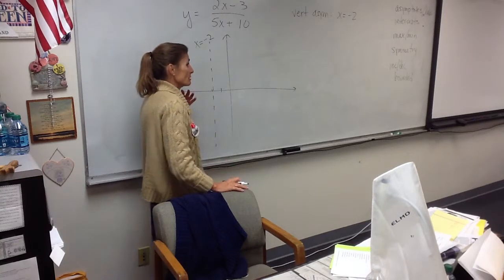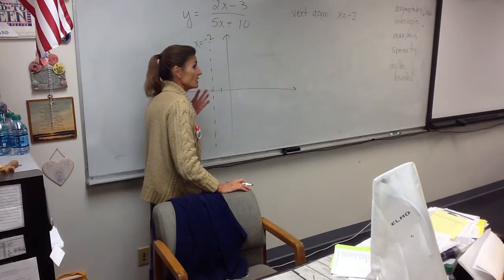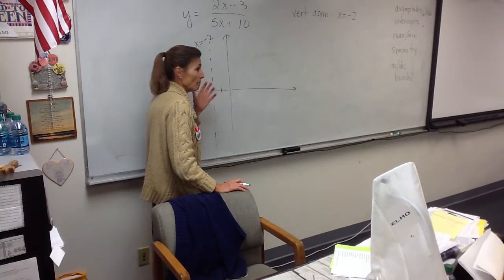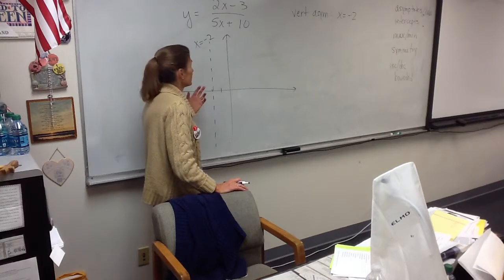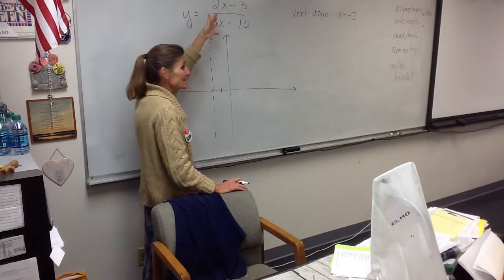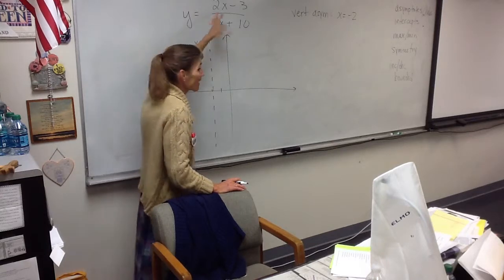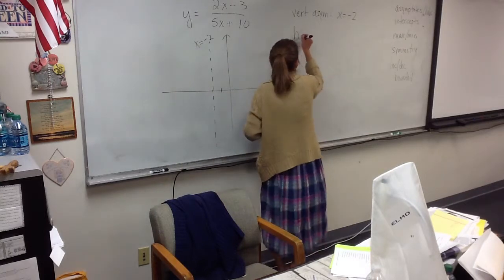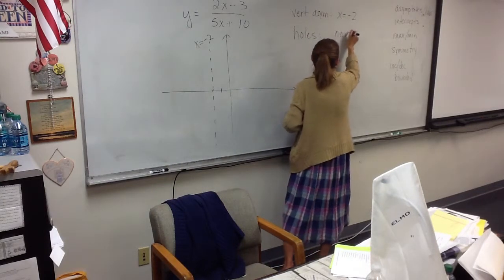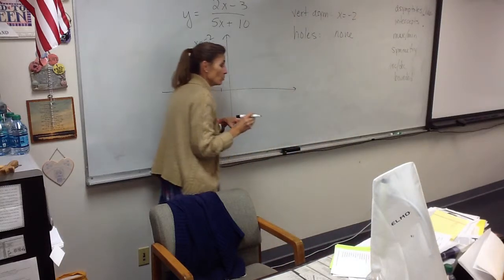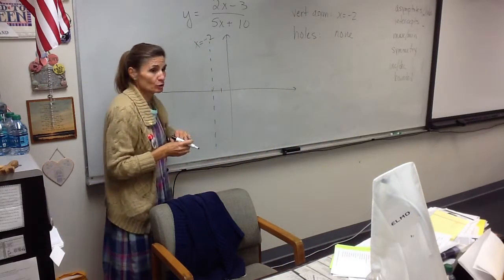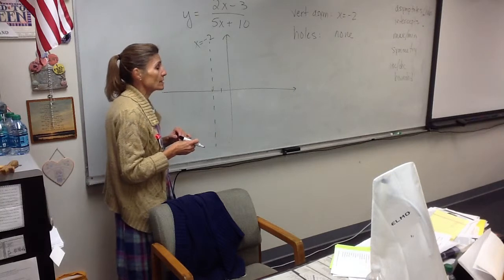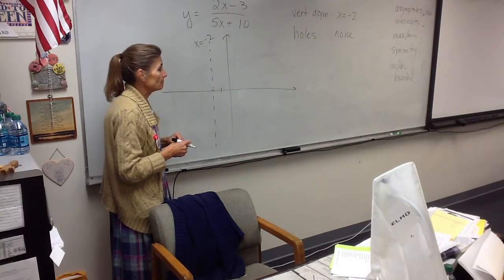Now, do you remember yesterday we talked about removable discontinuities? Do you remember that? And what did we say about removable discontinuities? How did they come into the problem, Lane? If they can be canceled out. Exactly. Now, when I look at this problem, is there anything that's going to cancel out? Can I factor and cancel in this problem? No. So this problem won't have any holes. There'll be no holes in this problem. Because the only way you get a hole, which is kind of the unmathematical term for removable discontinuity, is if you can cancel. This problem, I can't do that.